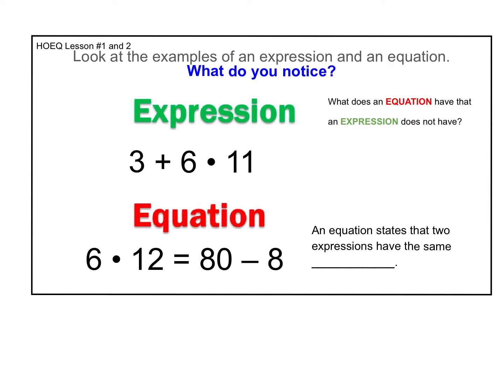So we have an example of an expression and an equation. What are some things that you notice that are different between the two? What does an equation have that an expression does not have? Hopefully the one thing that stood out to you is that the equation has an equal sign, whereas an expression does not. Meaning, an equation states that two expressions have the same value, right? So that equal sign is the main thing that's different between the two.